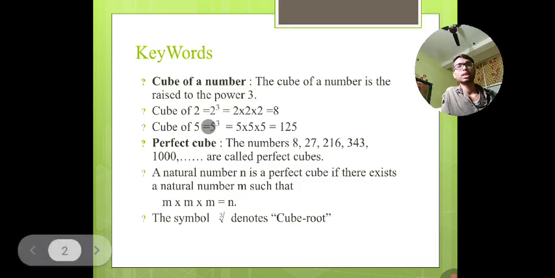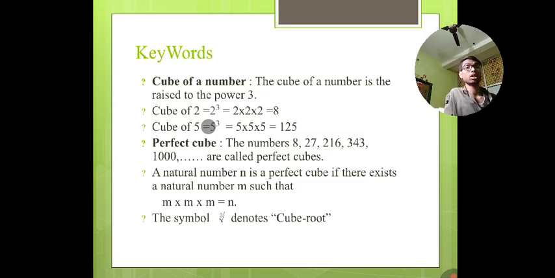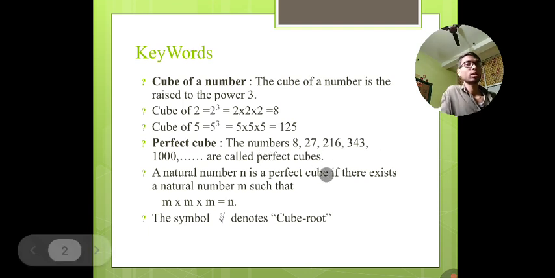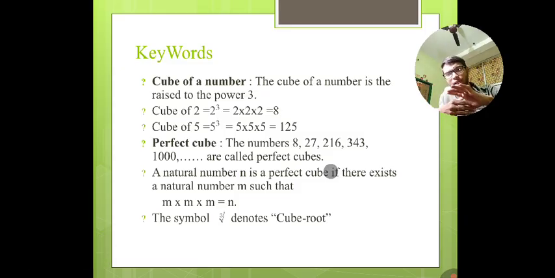Perfect cubes: the numbers 8, 27, 216, 343, these are perfect cubes. Perfect squares are 64, 25, 81, and here we have 8, 27, 216, these are perfect cubes. Can we say that 4 is a perfect cube? No, 4 is not a perfect cube.